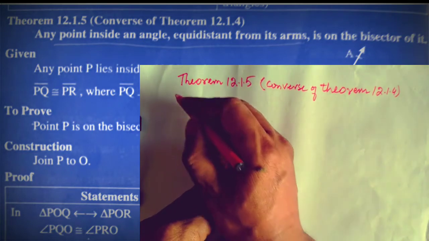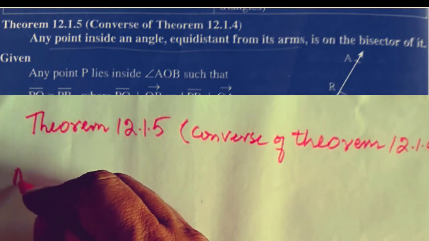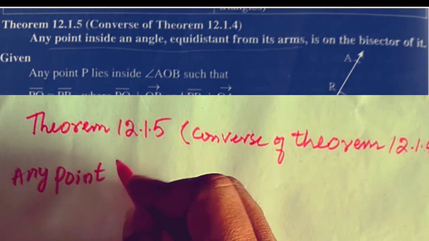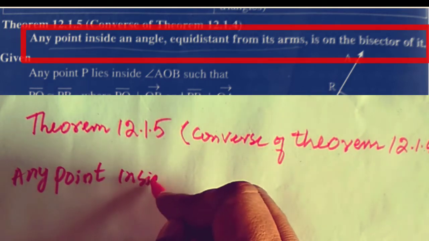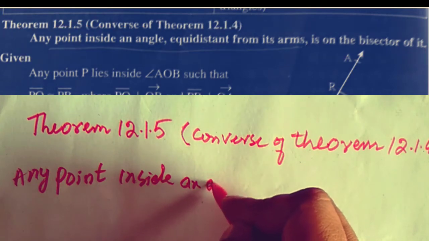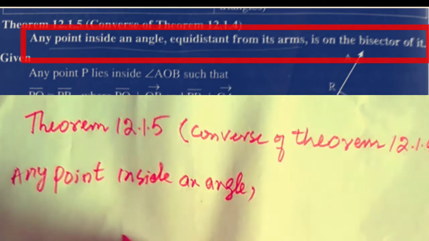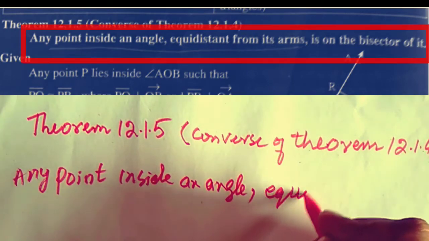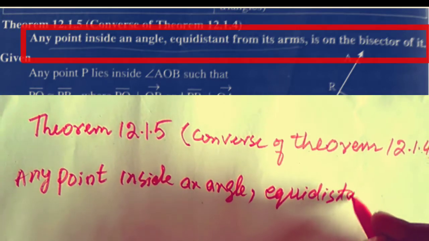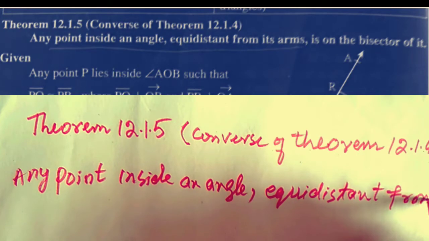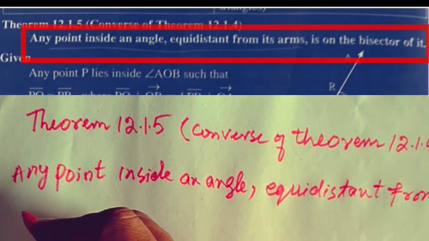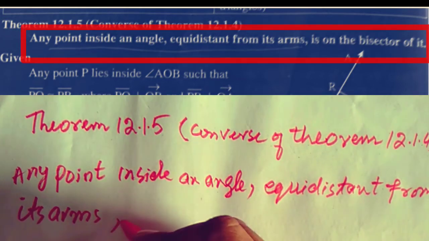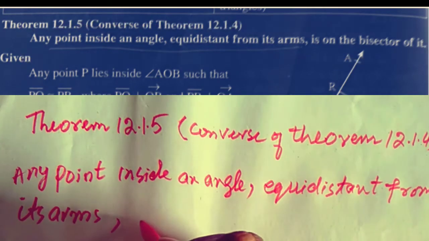Theorem 12.1.5. Any point inside an angle which is equidistant from its arms is on the bisector of it.